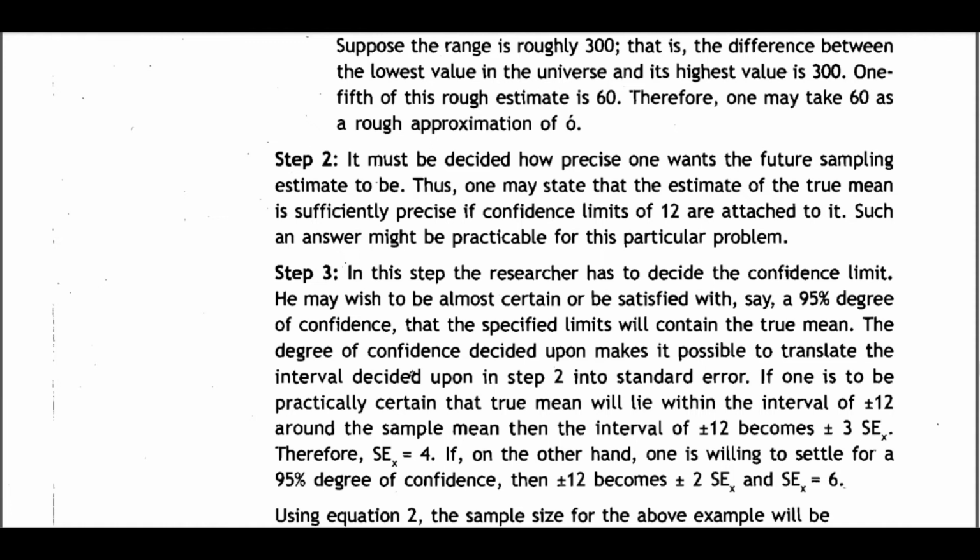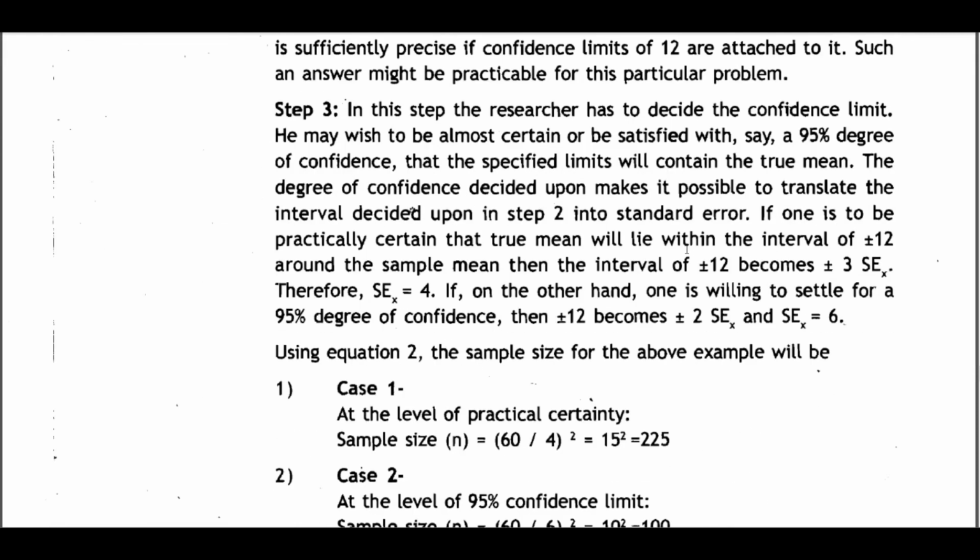So, step 2, it must be decided how precise one wants the future sampling estimate to be. Thus, one may state that the estimate of the true mean is sufficiently precise if confidence limits of 12 are attached to it. Such an answer might be practical for this particular problem.